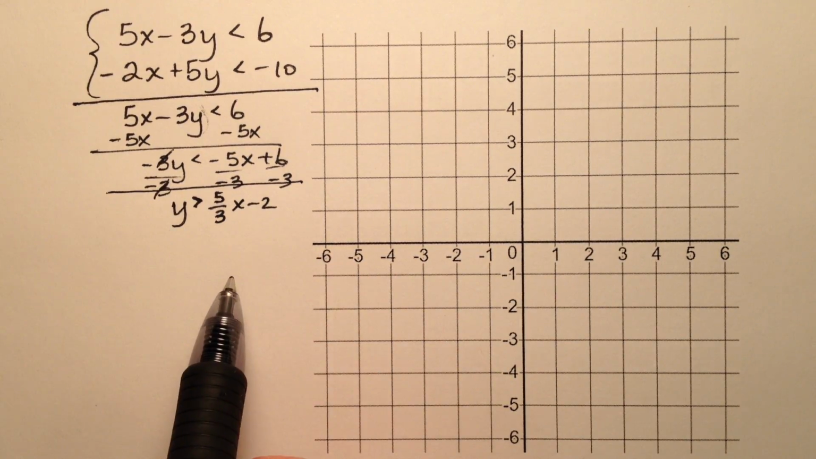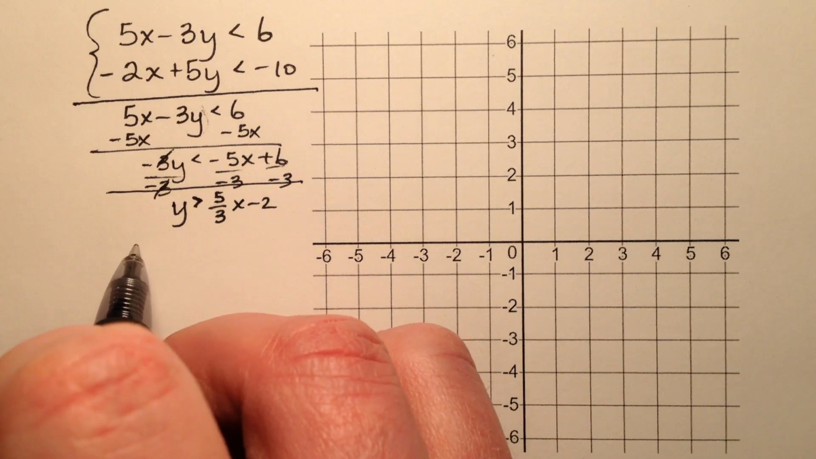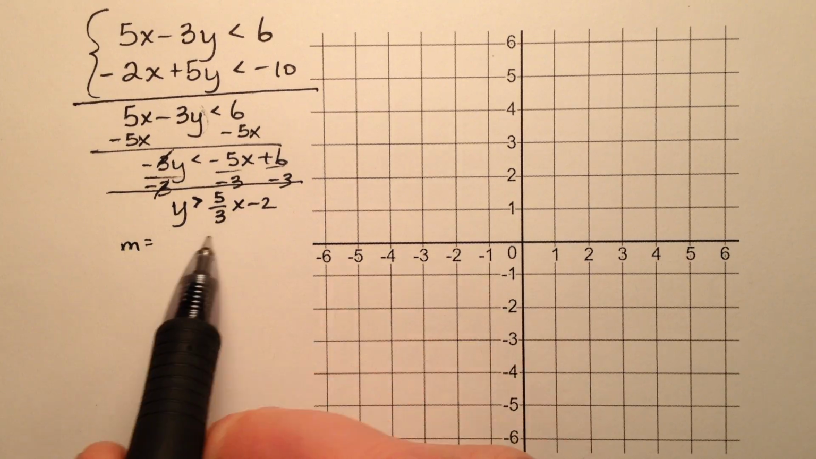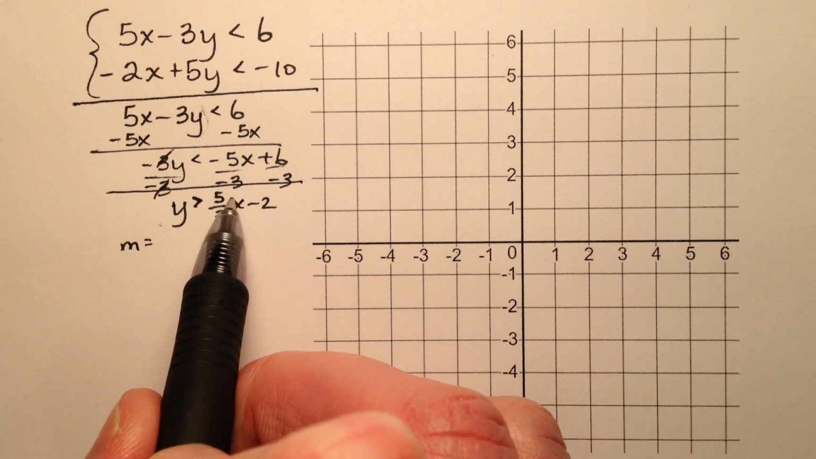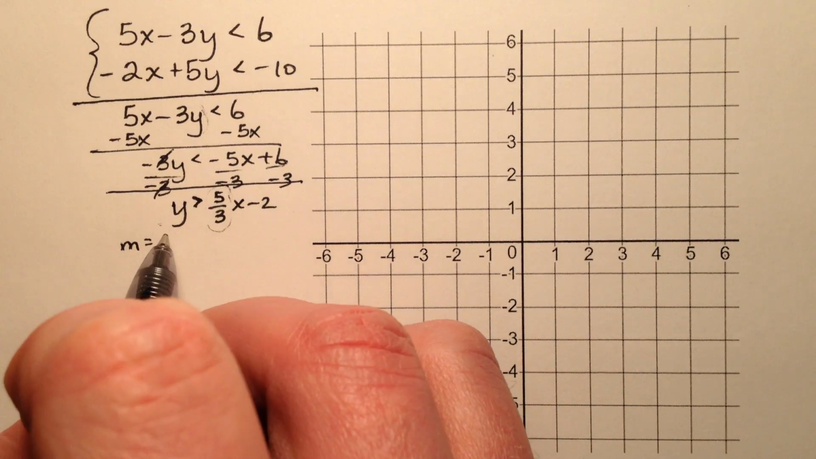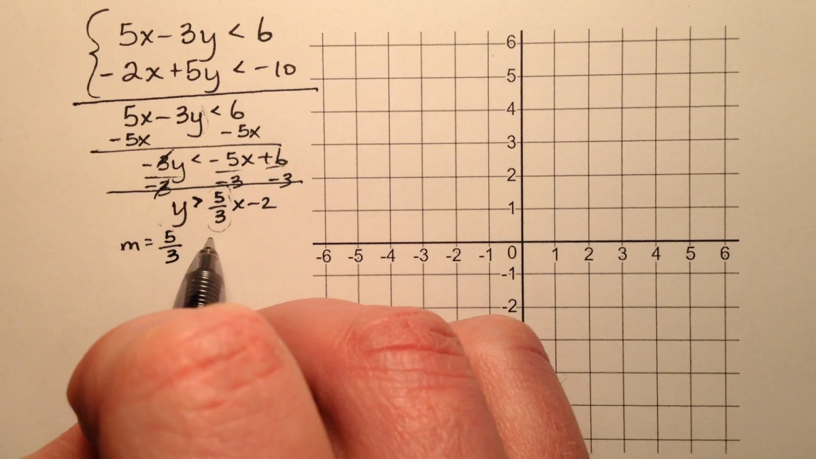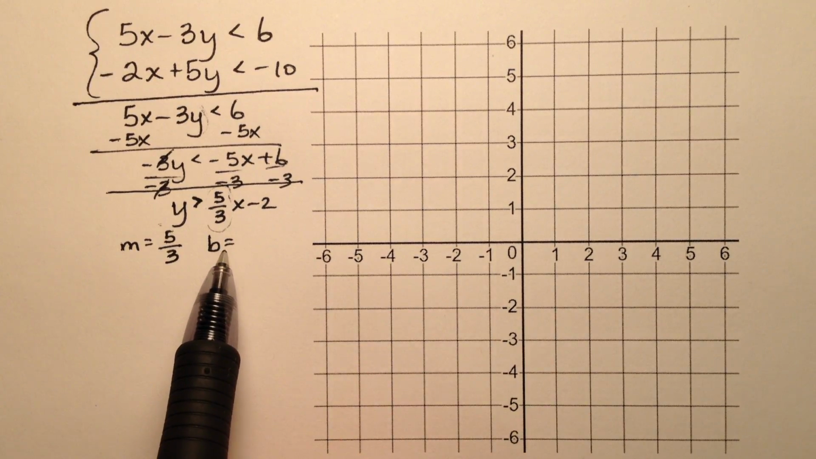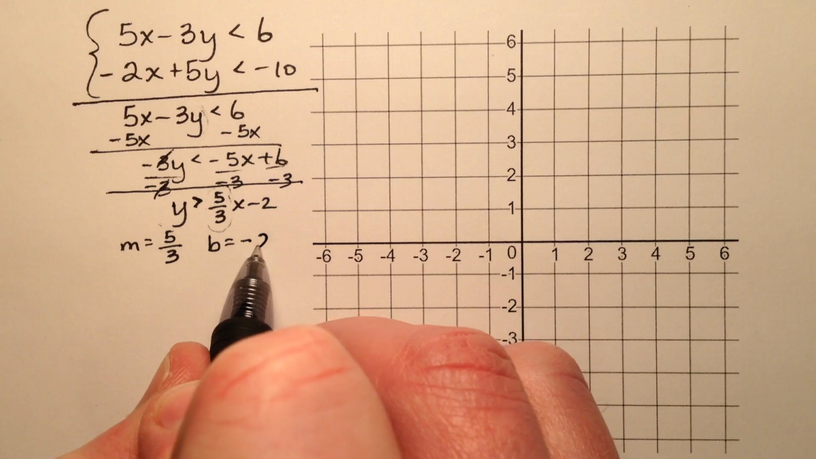So when I graph this, I need 4 pieces of information. The first one is the slope, which, since it's in slope-intercept form, I know is going to be the coefficient of my x, so that's 5/3. My y-intercept, or my b value, is going to be negative 2.